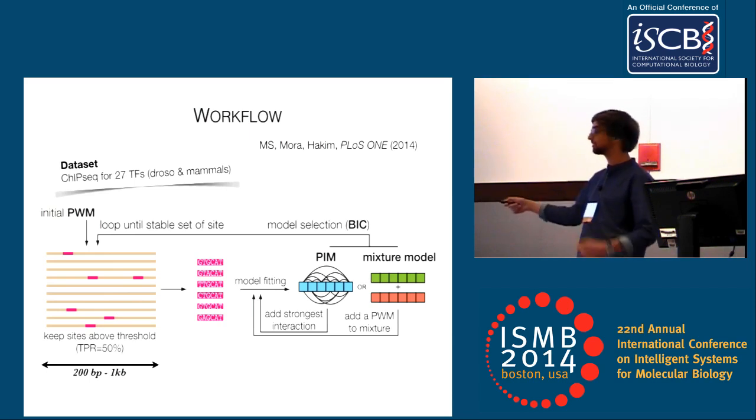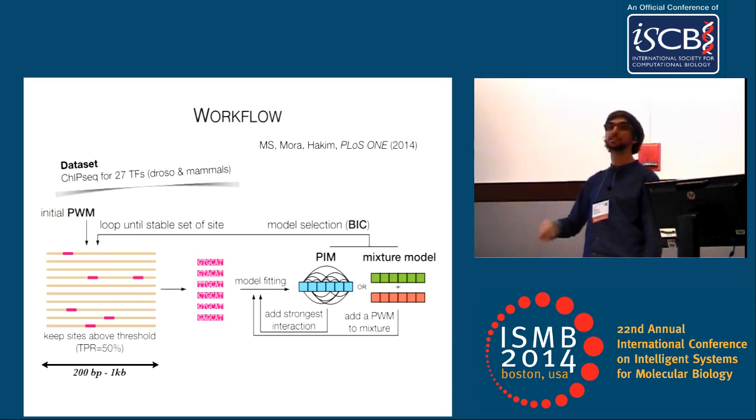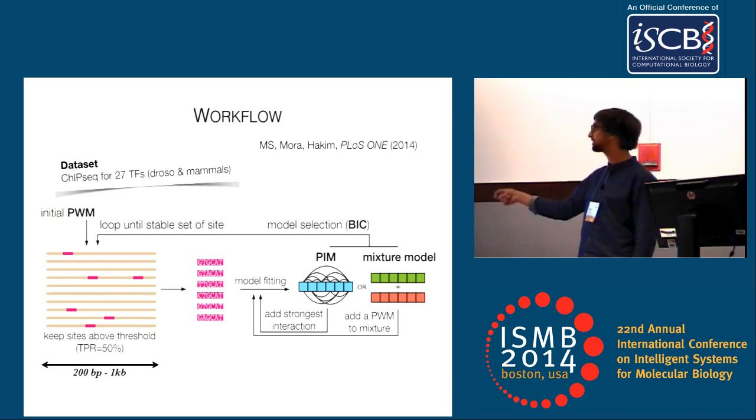Then we begin from a PWM, and we add one interaction at a time. Each time we add an interaction, we fit the resulting model by maximizing the likelihood of observing the data given the model. And we do that until we minimize the BIC, which is a criterion that allows you to avoid overfitting of the data. So we add just the right number of interactions to prevent ourselves from overfitting the data. And for the mixture model, we do the same thing. We begin from one PWM, then we add one PWM at a time, fitting by maximizing likelihood, and in the end, selecting the good number of parameters by minimizing the BIC.